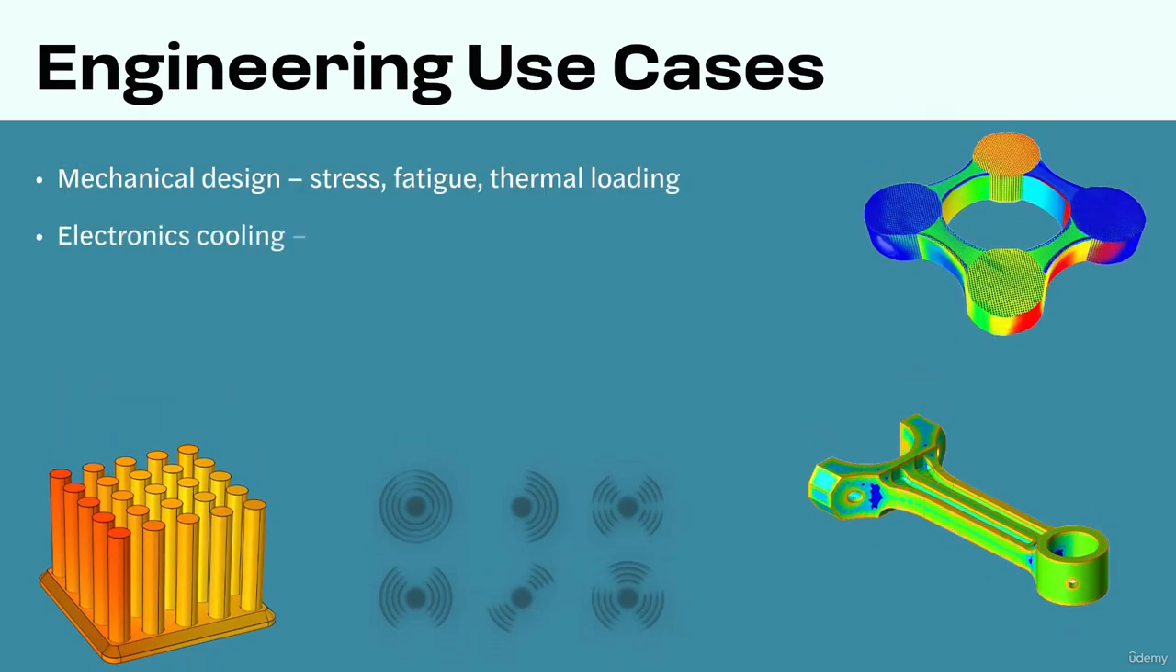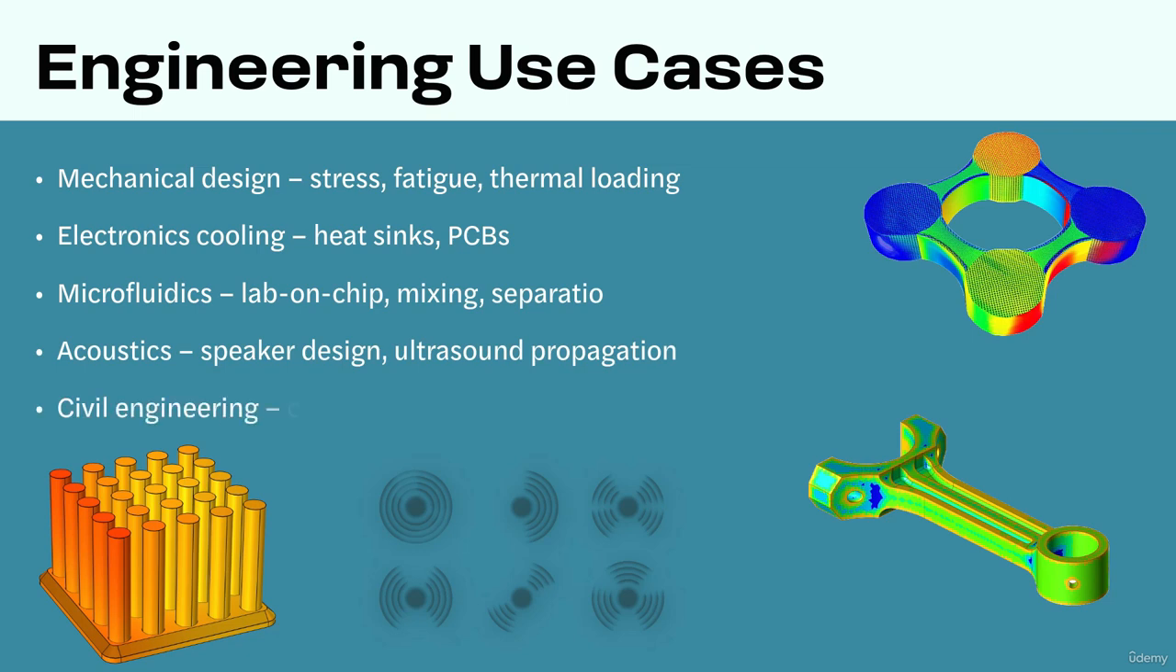Moving forward, we will see the engineering use cases for this COMSOL Multiphysics software. In mechanical design, it is used for stress analysis, fatigue analysis, and when it is coupled with heat transfer modules, thermal loadings can be analyzed. The next engineering use case is electronic cooling. In electronic cooling systems, this software helps to design the cooling systems, for example, heat sinks and PCBs.